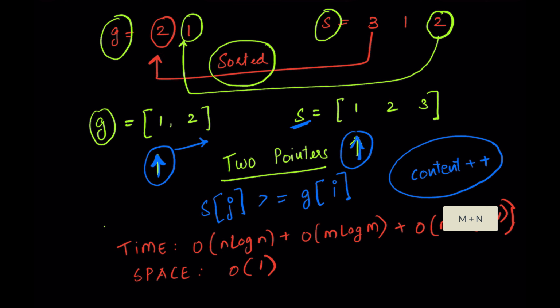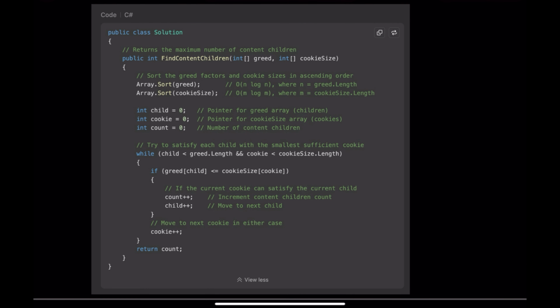I hope you were able to understand the explanation. Let me show you how we can implement this using C#. Here is the C# solution. I start by sorting the greed and the cookie size arrays and initialize the two pointers, child and cookie, and a counter variable to record the total number of children whose greed factor was met. After that, I am starting a while loop until each pointer value is less than the size of the corresponding array. Inside the while loop, I am checking if the size of the cookie is greater than or equal to the greed factor of the child.